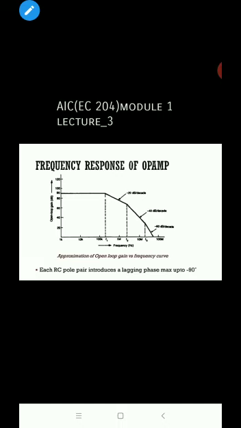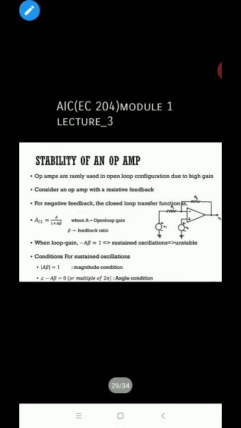So each RC pole pair introduces a lagging phase of maximum up to minus 90 degrees. Then, stability of the op-amp. Op-amps are rarely used in open loop configuration due to high gain. Consider an op-amp with a resistive feedback. For negative feedback, the closed loop voltage transfer function is A by 1 plus A beta, where A is the open loop gain and beta is the feedback ratio. When the loop gain minus A beta equals 1, we can get sustained oscillation. So it becomes unstable.